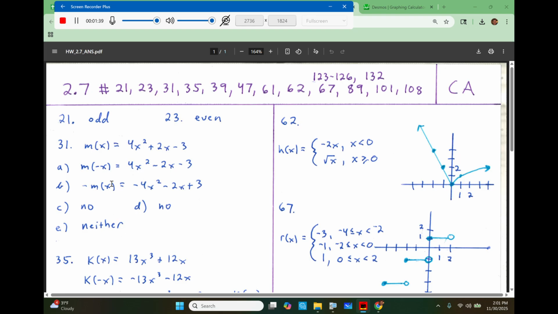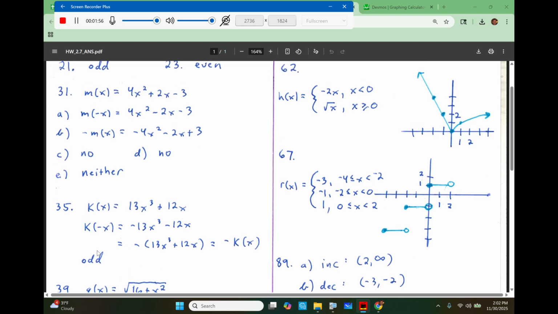So again, if m of negative x equaled m of x, that would be an even function. And if m of negative x equals the negative of m of x, that would be an odd function. So this is going to be neither. That's 31. 35.